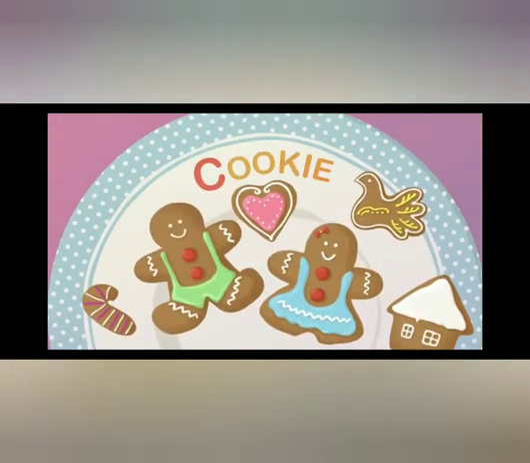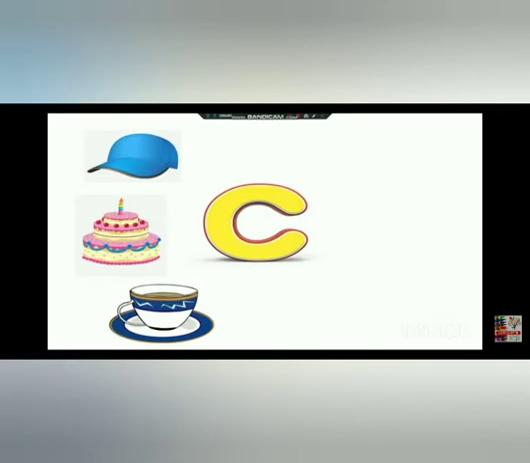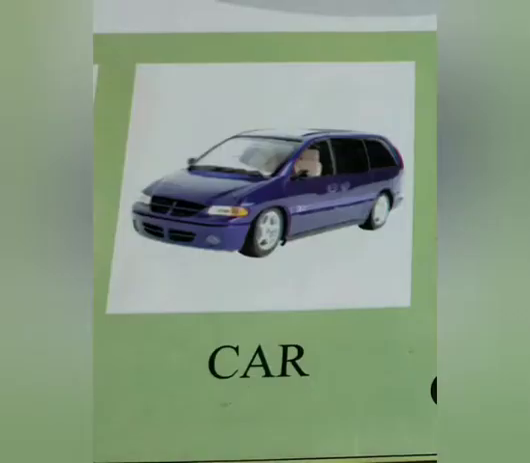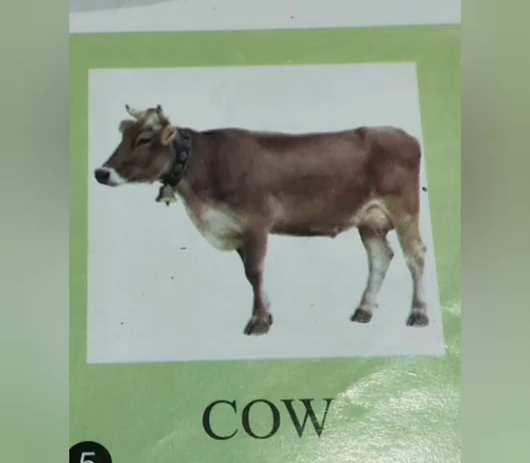C for cookie. Here are some pictures related to C. C for cap. C for cake. C for cup. C for candle. C for carrot. C for camel. C for coat. C for can. These are some words. C for car. C, C, car. C for cow. K, K, cow.